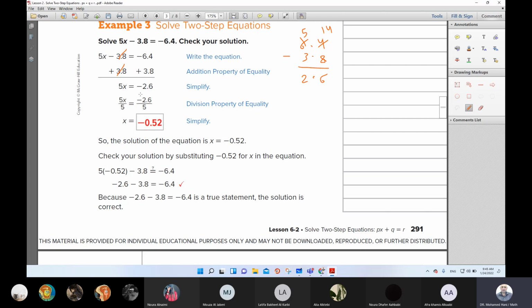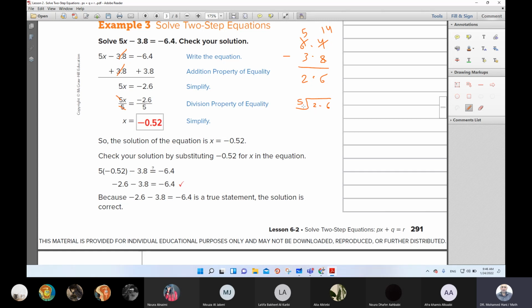The second step, we want to remove the coefficient 5. So you can divide the two sides by 5, divide here by 5, divide here by 5. 5 divided by 5 will be 1, remains here x. And negative 2.6 divided by 5, we can use long division here. Negative times positive is negative. And here we have the dividend 2.6 and the divisor 5.